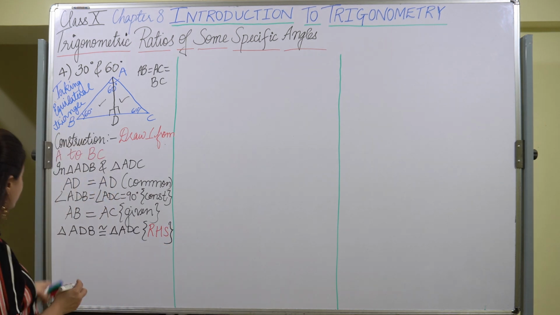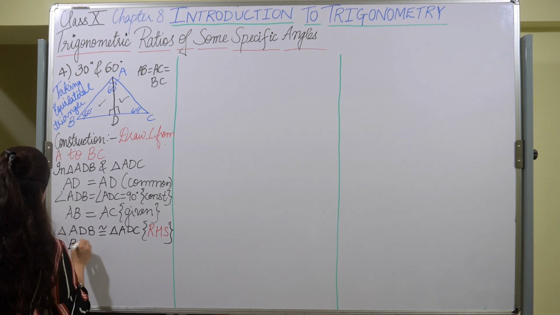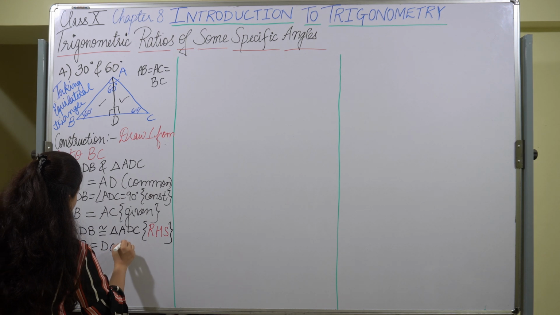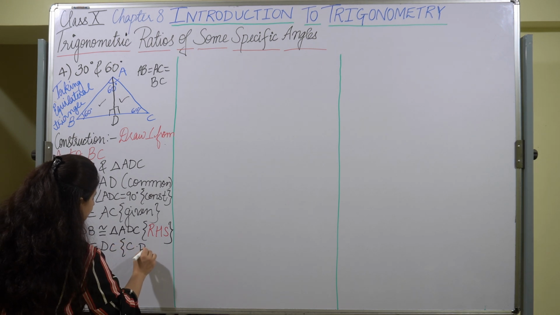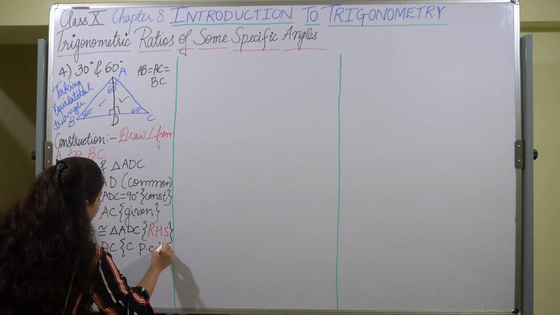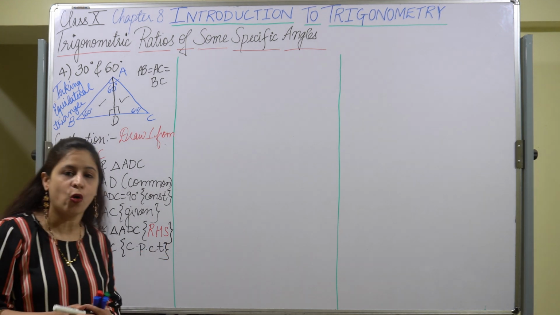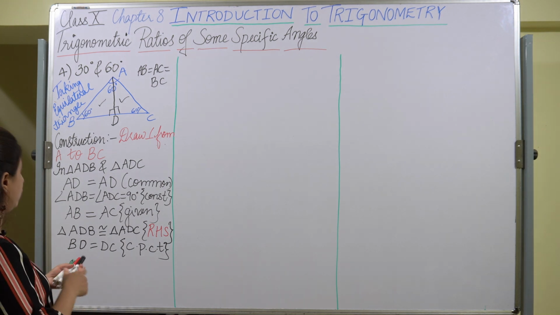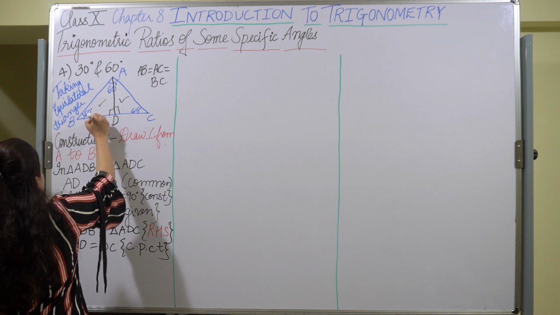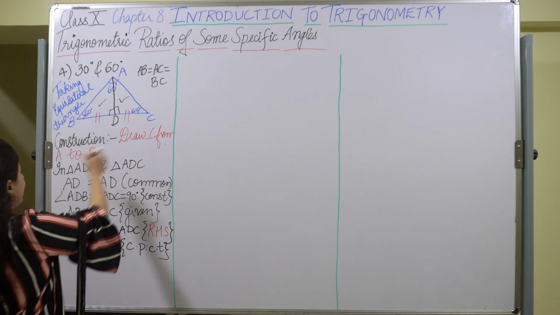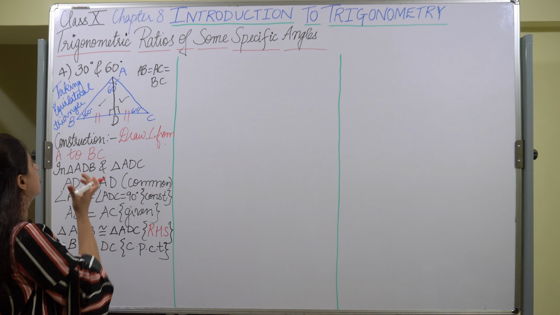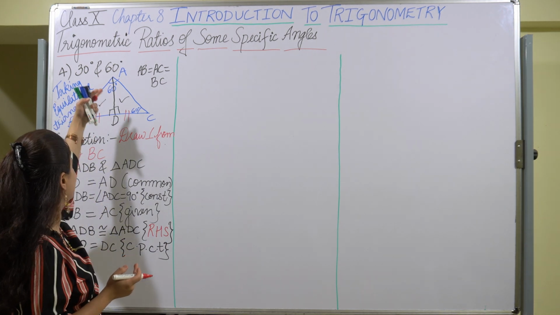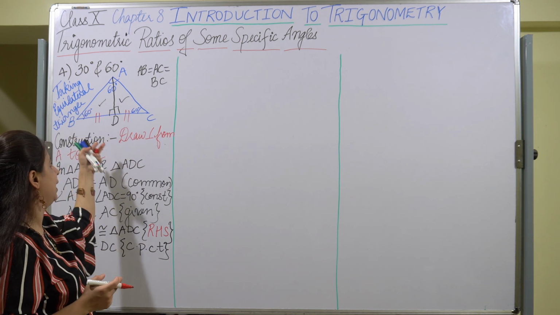So we can easily say BD is equal to DC by CPCT. Corresponding parts of congruent triangles are always equal. So BD is equal to DC. Now we have come to know till here that all three sides are equal. Now let us take any of the triangles, either triangle ADB or triangle ADC.